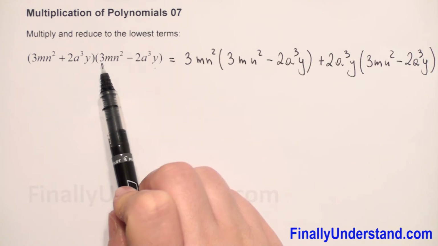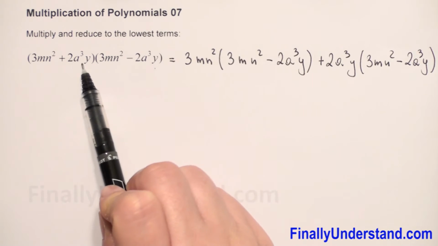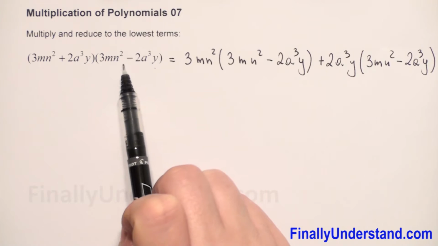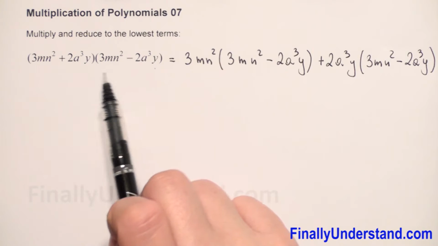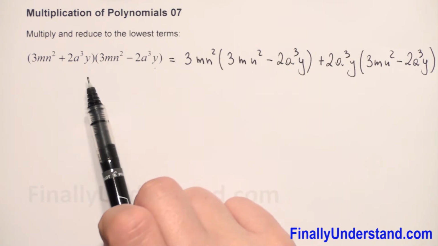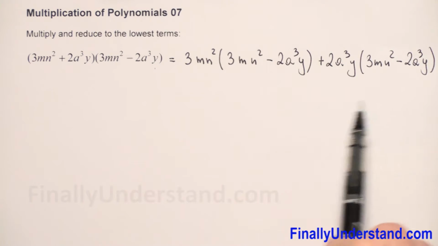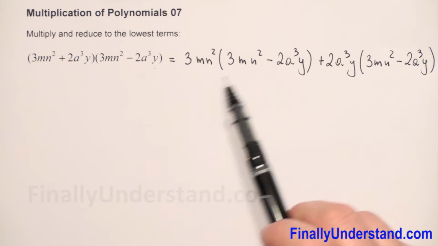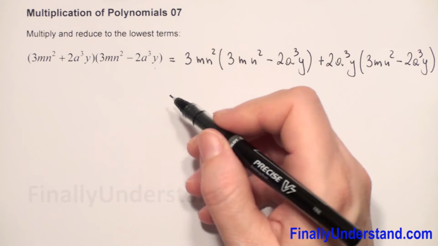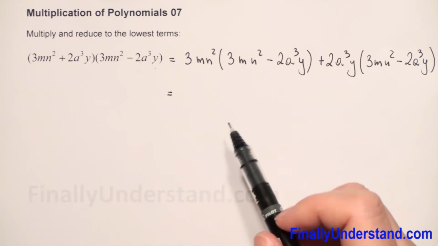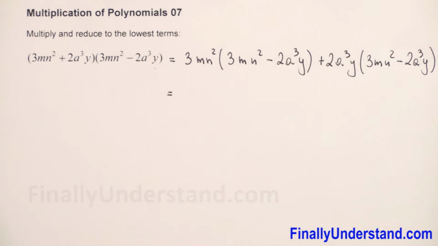The second way is if you see that we have 3mn squared and 3mn squared, 2a cubed y and 2a cubed y, only the sign is different. So we have here the difference of two perfect squares formula. You can use this or you can do it step by step. So first let me do this step by step, and next we will use this formula. So you will see how much shorter it will be if you memorize a few formulas. So this is equal. Now we have to use the distributive law of multiplication.